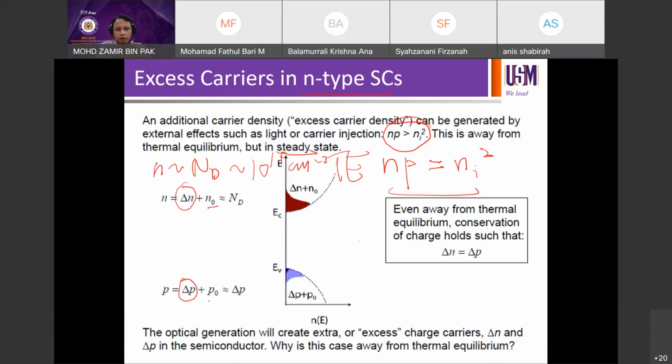So remember, your n naught and p naught is based on which condition? What is this naught? Your original condition is based on n naught and p naught. What is this naught? Thermal equilibrium, right? So your original condition is your n equals to n naught equals to ND. And your n naught is your thermal equilibrium condition. And the moment you are introducing excess carriers, you are actually introducing delta n and delta p.